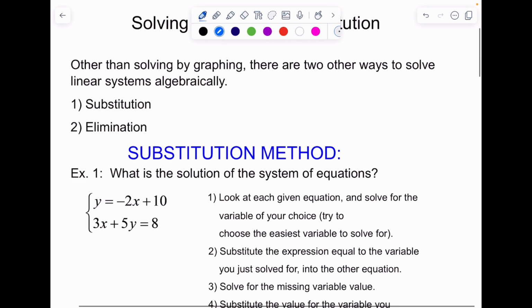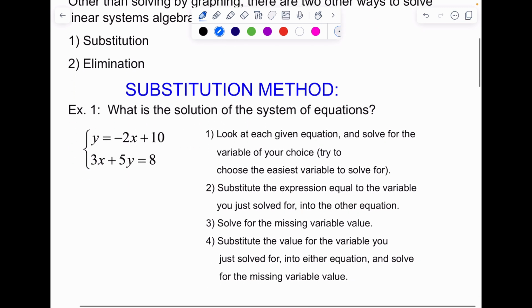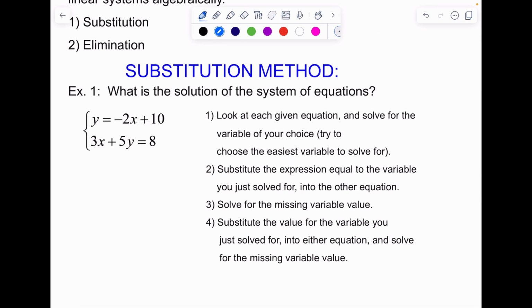Other than solving systems of linear equations by graphing, there are two other ways to solve systems of linear equations algebraically. One being substitution and the other elimination. Today we're going to focus on the substitution method, so let's get right to it. What is the solution for this system of equations?